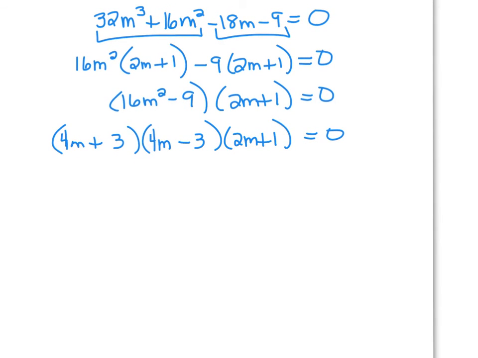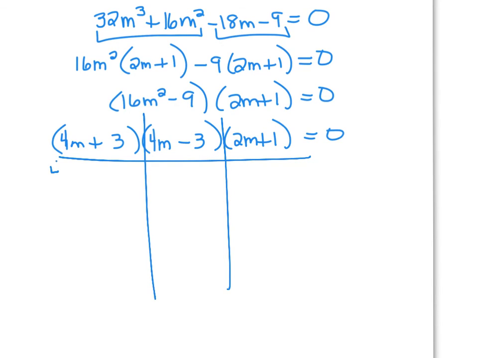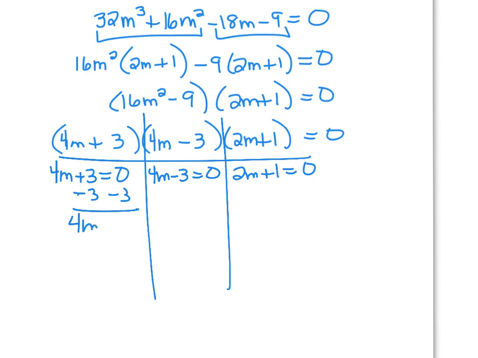Let's separate our factors and solve. We're going to set each one of these equal to 0, so just solve them. Here we're going to subtract 3, which gives us 4m equals negative 3, and divide by 4. So we could write m equals negative 3/4. Or if you want to write that as negative 0.75, that's fine as well.